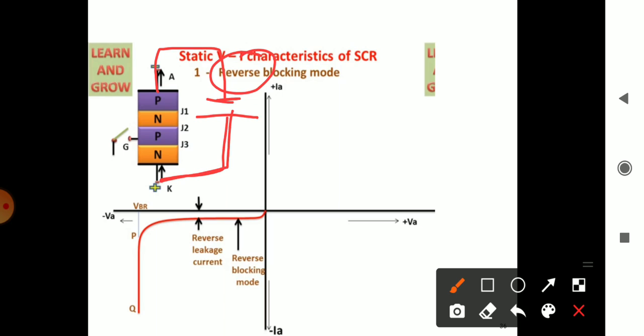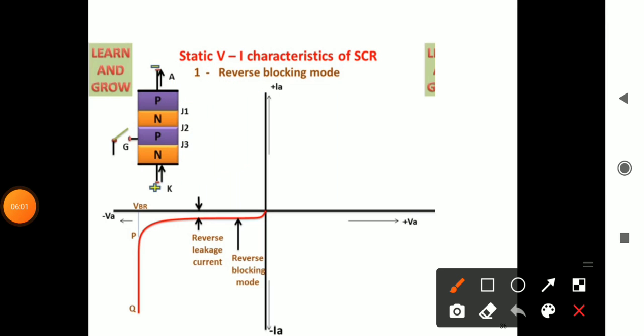Then the junction J1 as well as the junction J3 are in reverse biased mode. But junction J2, this one, N is connected to negative, P is connected to positive, so junction J2 will be forward biased. This is the reverse blocking mode circuit, how it looks.